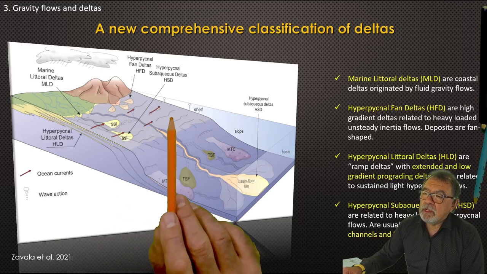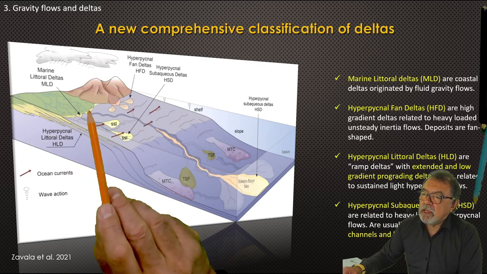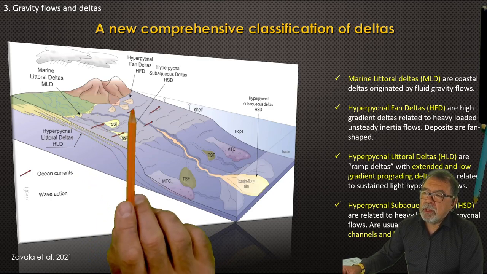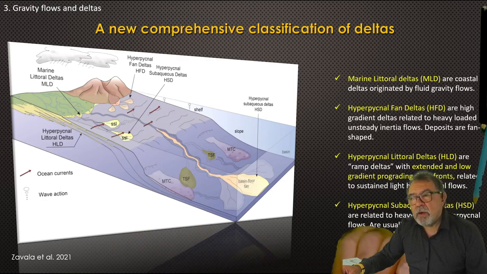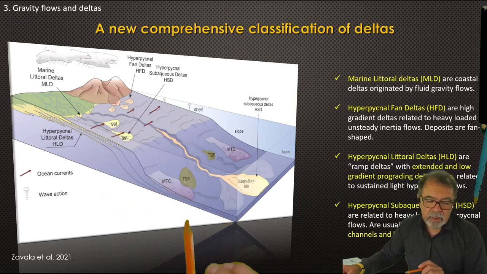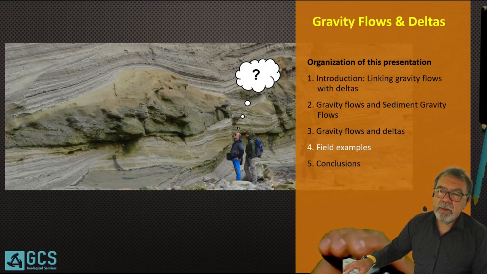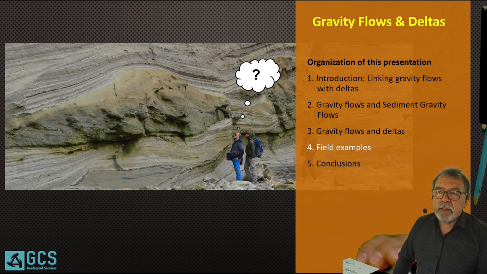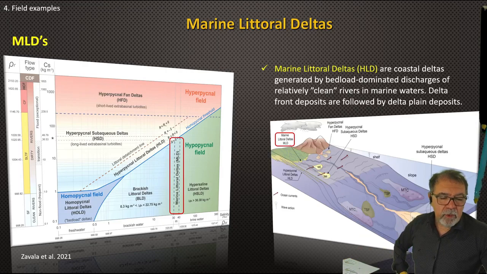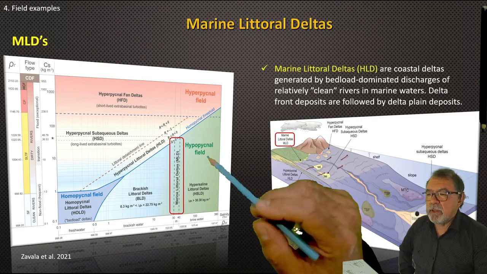All these elements in the present paper are considered part of deltas. All these are different expressions of the delta, not just the marine littoral deltas as we commonly find in papers and in books. It's very important for understanding our depositional system to put a real scale on delta sedimentation. So now we can see some field examples of different kinds of deltas. First of all, I would like to start with an example of marine littoral deltas.